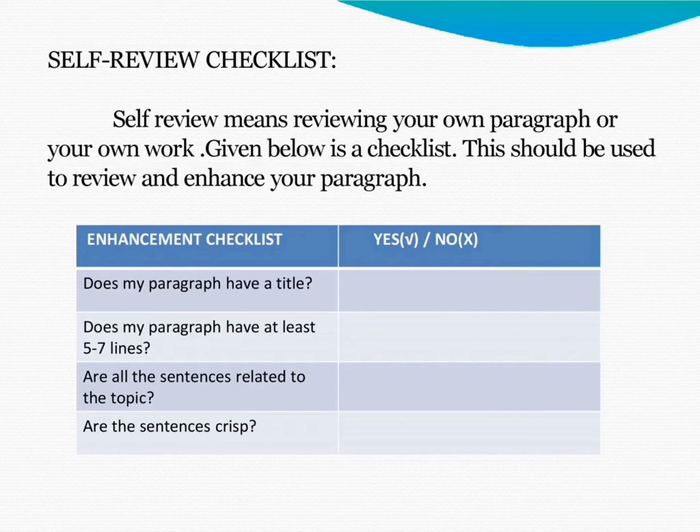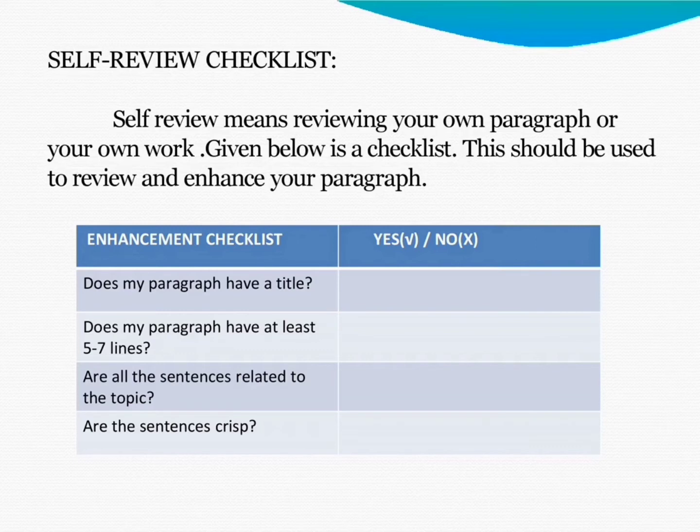So this is the method of reviewing your own work, that is self review. So first you need to check whether your paragraph has a title. If it has a title, put a tick. If it doesn't have a title, put no.